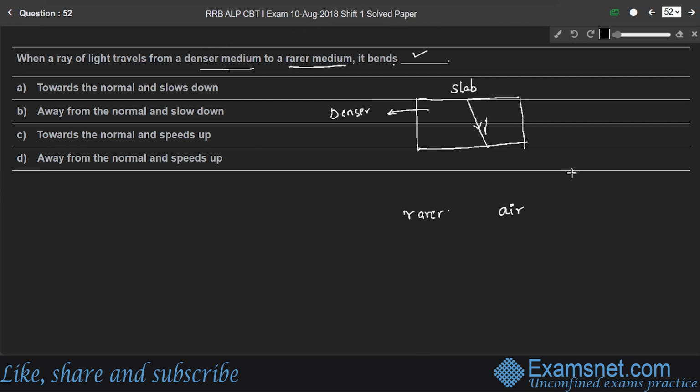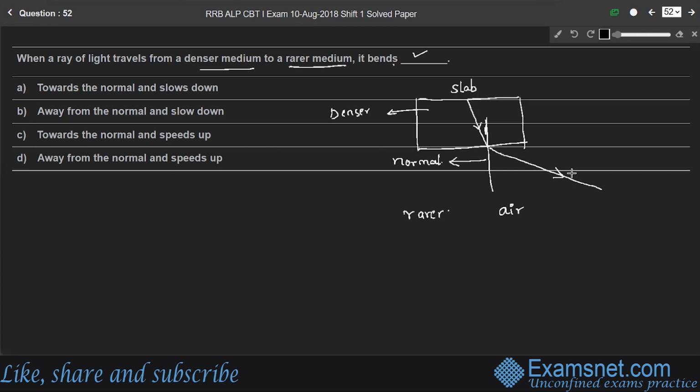So, the interface between denser and rarer medium. When a perpendicular is drawn at the interface, we call it a normal. Right here, a ray of light is incident on the interface between denser and rarer medium. So this ray of light moves away from the normal like this. When the same ray of light is incident from rarer to denser medium, it moves towards the normal.